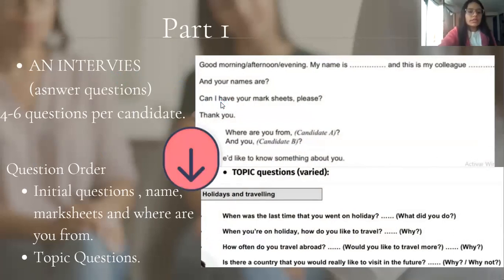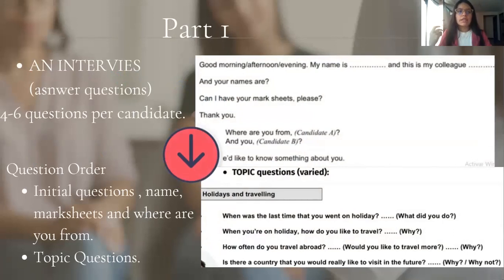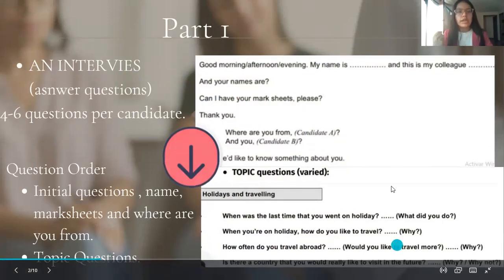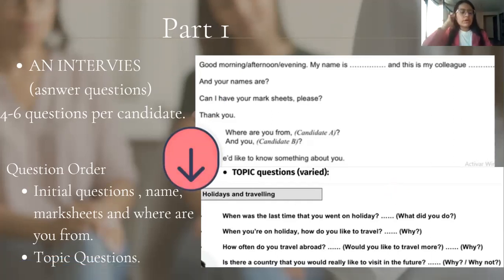As we have in the example, the examiner is going to start like, good morning, good afternoon, good evening. My name is, she or he is going to introduce himself or herself, and then is going to ask you, candidate A or candidate B, where are you from? And you have to answer, okay? We have personal questions that are going to be the initial questions, the name of the mark sheet that you are going to have, and then questions like, where are you from? And so on.